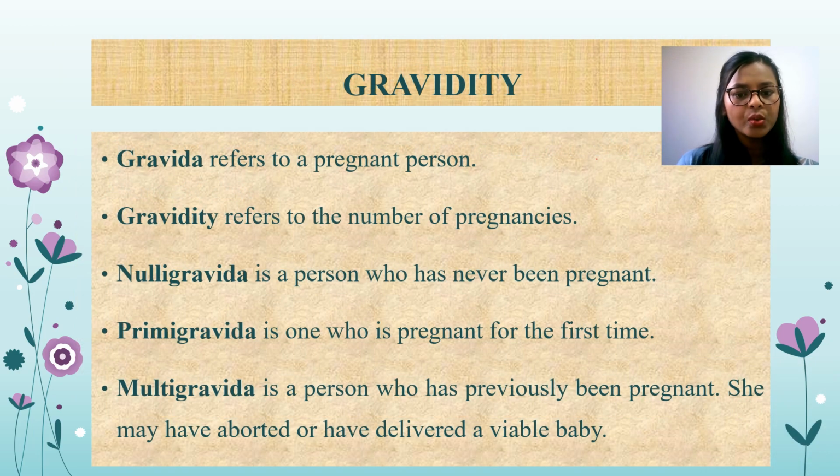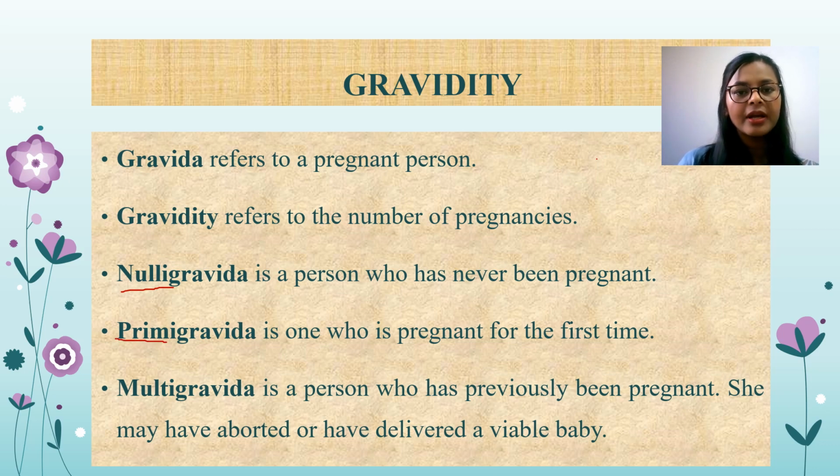Gravidity refers to the number of pregnancies. So the number of times a woman becomes pregnant is called gravidity. A gravida refers to the pregnant person. If a woman is pregnant, the woman is a gravida woman. Nulligravida. So nulli is never and gravida is pregnant woman. So the person who has never been pregnant is called a nulligravida.